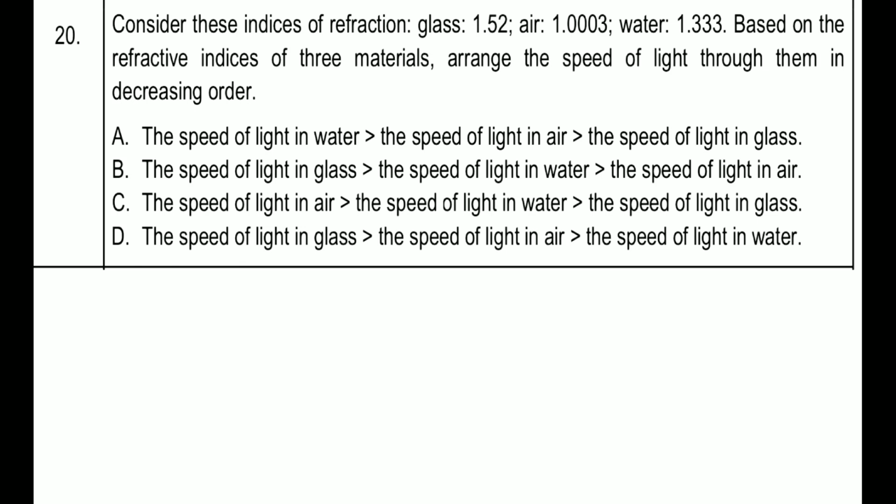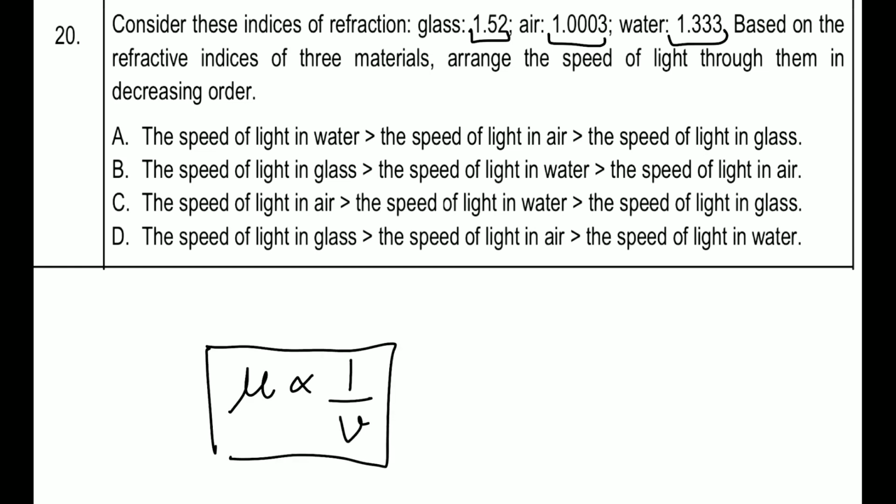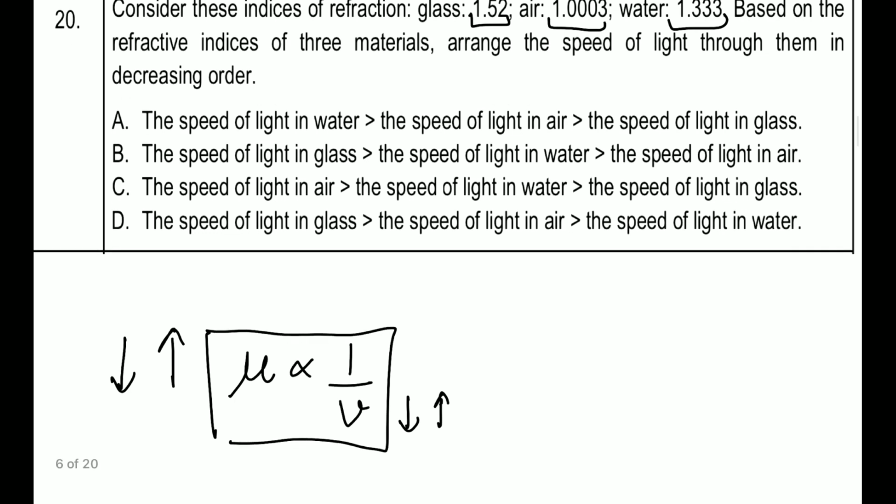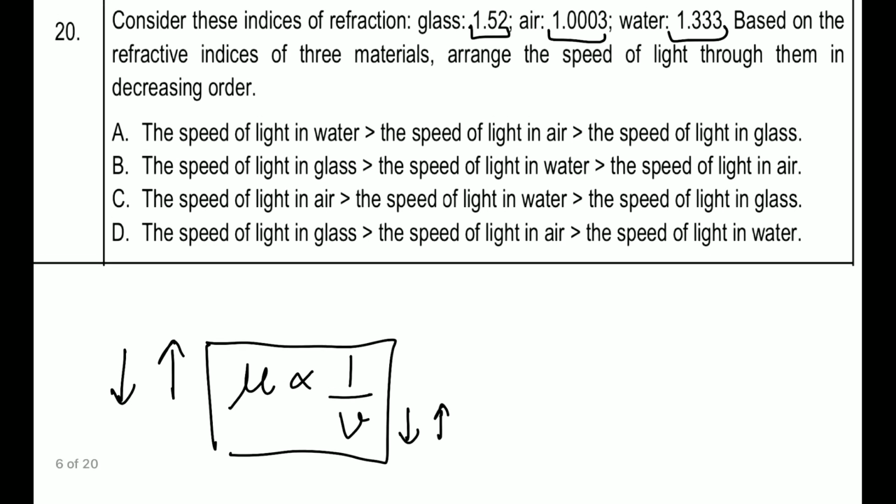All right, okay, so one thing you have to be very careful here. These are your refractive indexes, right? It is given for glass, for air, for water. Now one thing you have to be very careful about, your refractive index is inversely proportional to the speed of light in that particular medium, right? So if your refractive index is more, the speed of light will be less. If your refractive index is less, then the speed of light inside that medium will be more. So this thing you have to keep in your mind. And then what I have to do is arrange the speed of light through them in decreasing order.